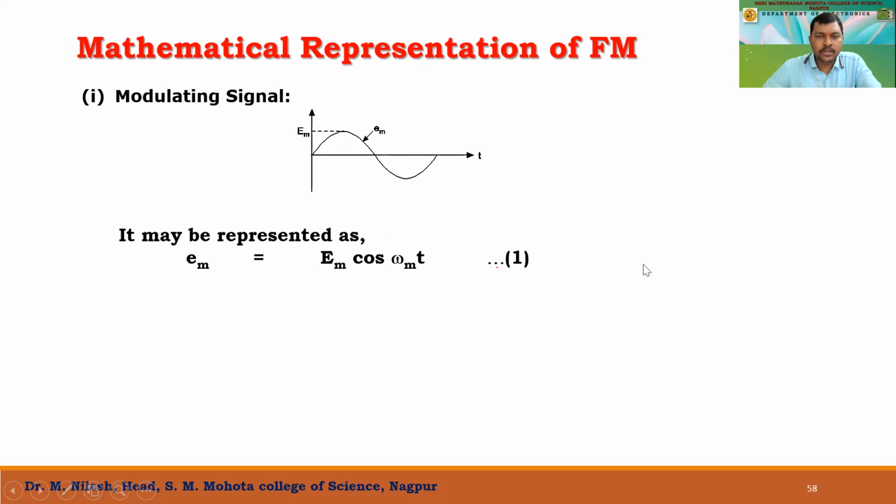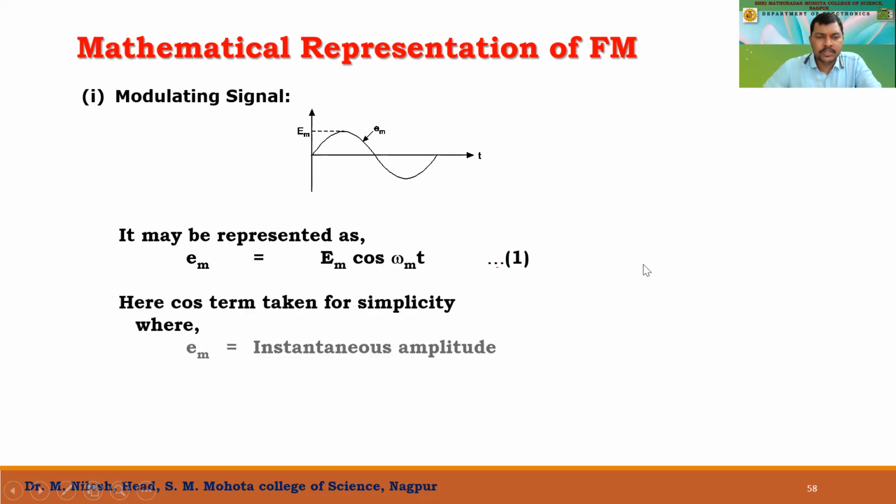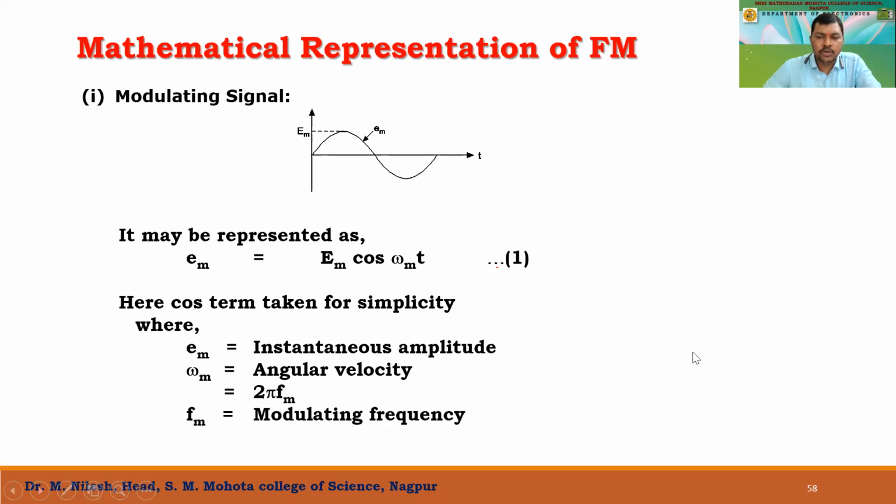Okay, so let us start. Here the cos term is taken for simplicity, and em is the instantaneous amplitude, that is, the exact amplitude at time t. Omega m is the angular velocity, which is equal to 2 pi fm, where fm is the modulating frequency. So these are the terms being taken into consideration, and this is the expression for this sine wave.